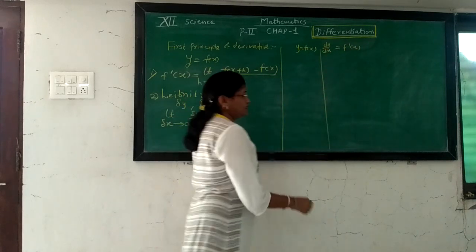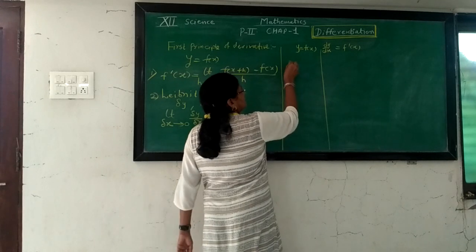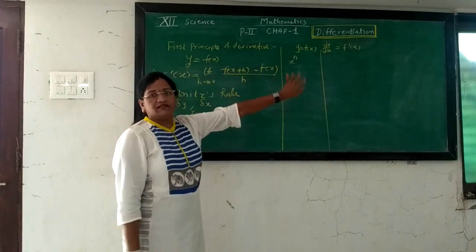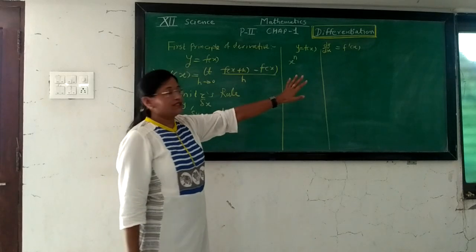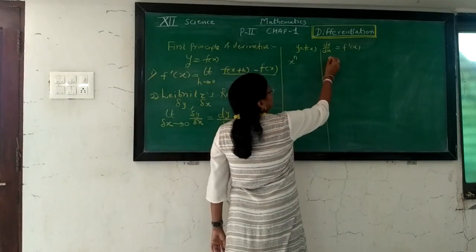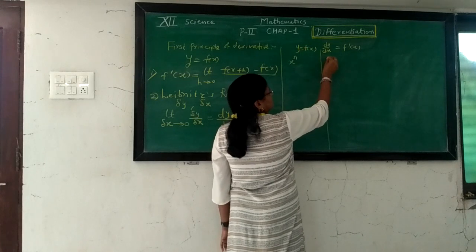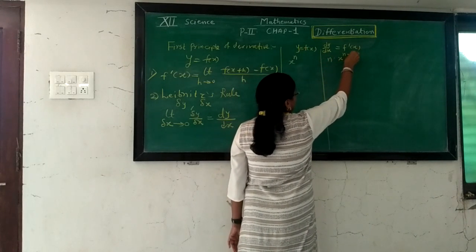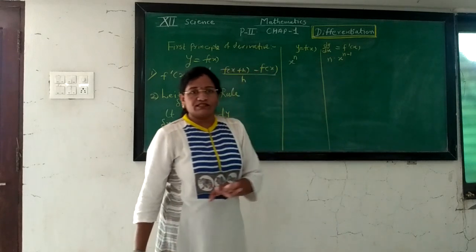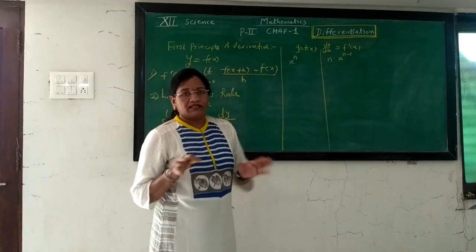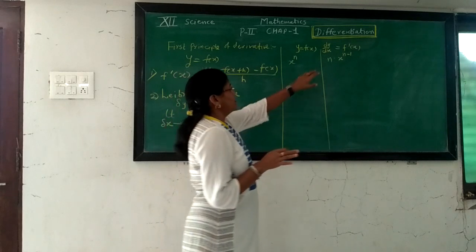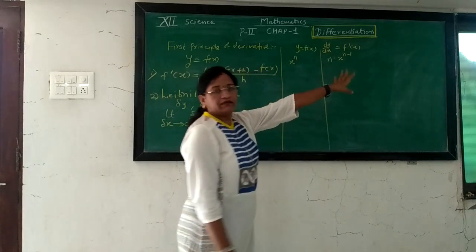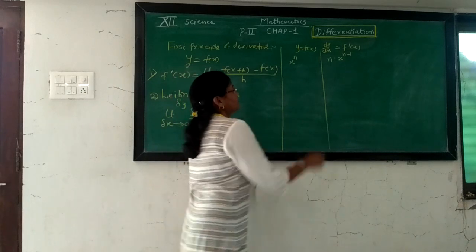For the algebraic function, in general, the function is x raised to n. You know this already from 11th standard, so we only revise it. The derivative of y equal to x raised to n is n times x raised to n minus 1. Actually derivative is differentiation. We reduce its power by 1, and that power becomes the coefficient multiplying the given function.